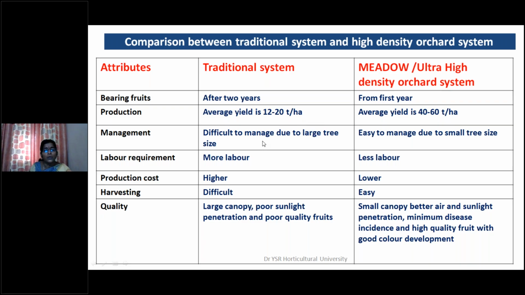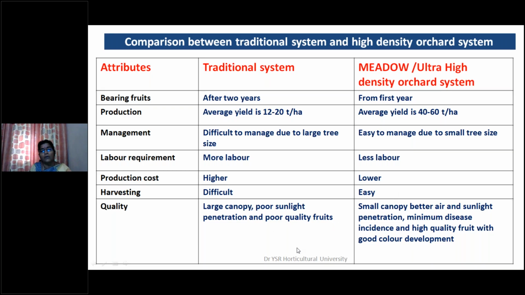Coming to management, it is very difficult to manage in traditional methods for harvesting, spraying or any other agricultural operations because of the large tree size, whereas it is easily manageable here because the trees are small in size, or we are maintaining the trees in a dwarf stature. Labor requirement is more in the traditional system, and it is less in meadow orcharding or ultra high density systems. Production cost is also higher in the traditional system; though initially the cost is high in high density, over a period of time the cost of production is low in high density and ultra high density planting. And harvesting is difficult because of the tree height, whereas it is very easy because of the short stature of the tree.